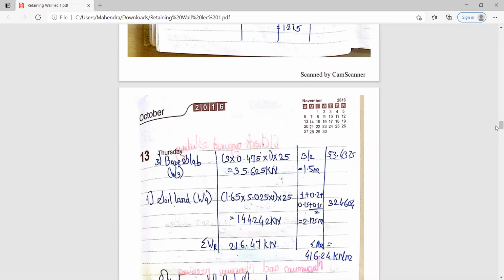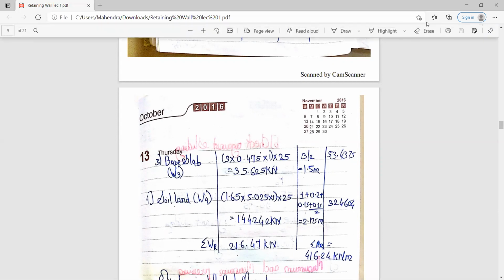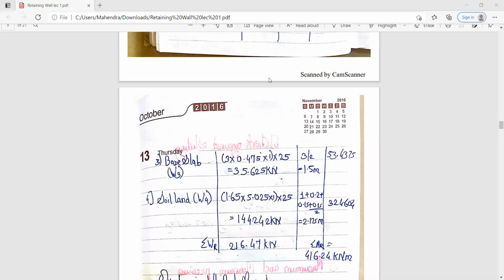So consider 18 and solve. And after that, you need to calculate this moment. And after that, you need to do the summation of all the weights and summation of all the moments. So see, check the summations.